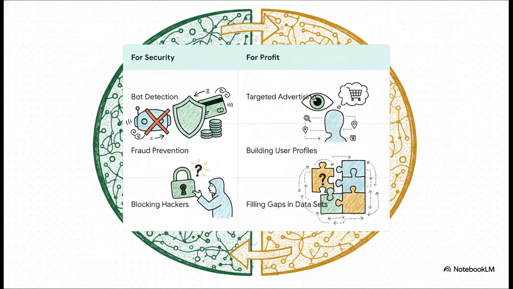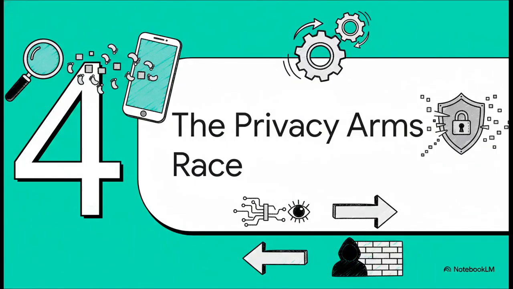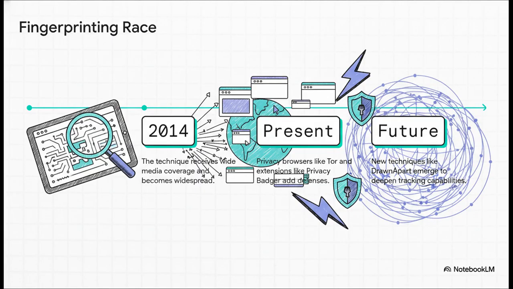And this really shows you that there are two totally different sides to this story. On one hand, this tech is amazing for security. It's great at sniffing out bots, stopping fraud, and blocking hackers. But then there's the other side, the for-profit side. It's an incredibly powerful tool for building those super detailed user profiles for targeted ads and for plugging the holes in all that data that companies are buying and selling. So because it can be used for both good and, well, for profit, it's kicked off this constant battle. It's basically a privacy arms race between the people who build the tracking tech and the people who build the tools to protect us. And you can see this arms race playing out perfectly on this timeline.